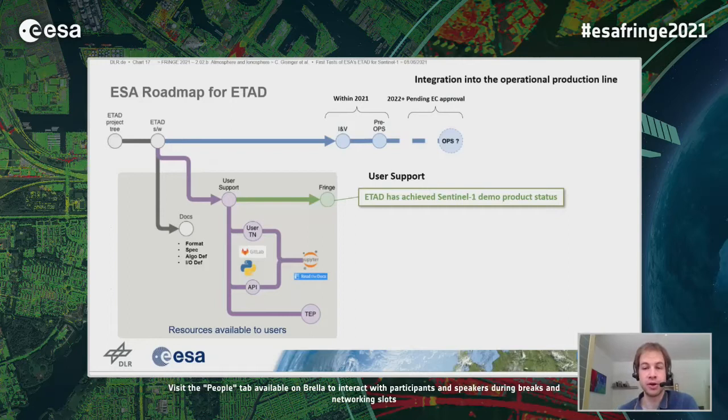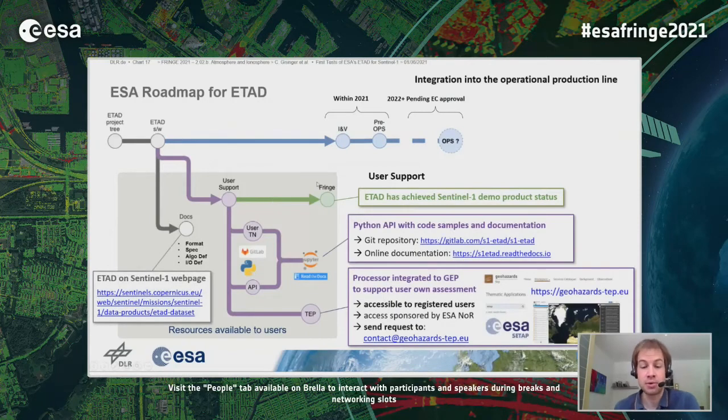So now here we are at FRINGE, and we think that what we have at the moment is maybe at that, let's say, demo product status. We have delivered the processor to ESA. It's fully integrated, at least in the GAP platform, where it can be accessed by users now for their own evaluation if you contact ESA about this.